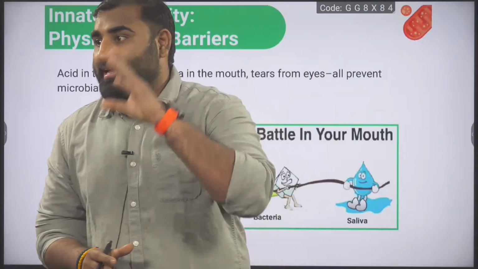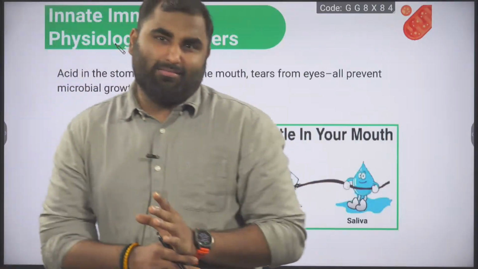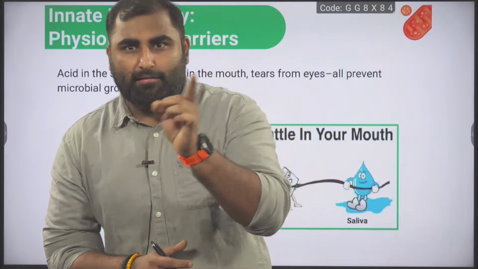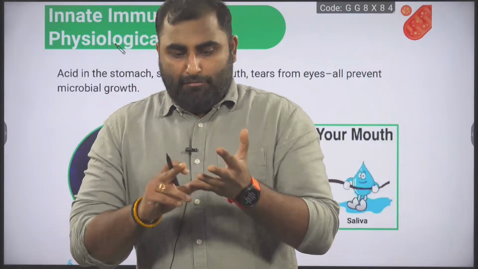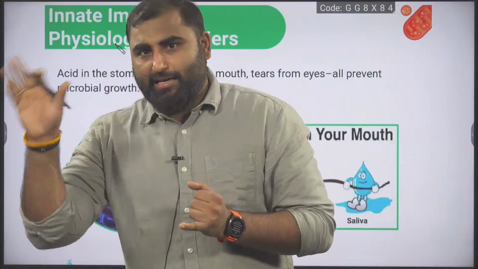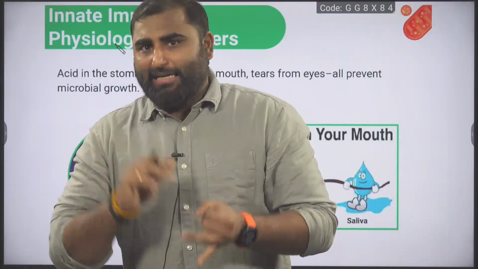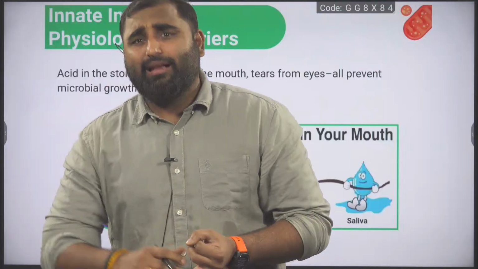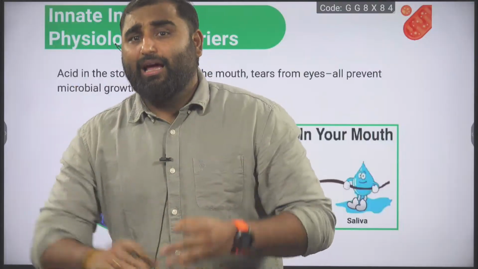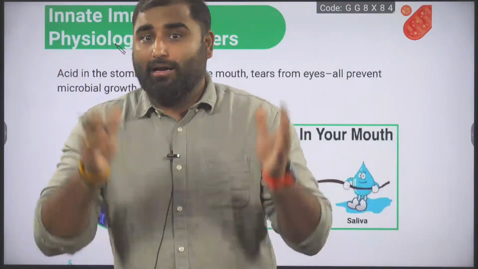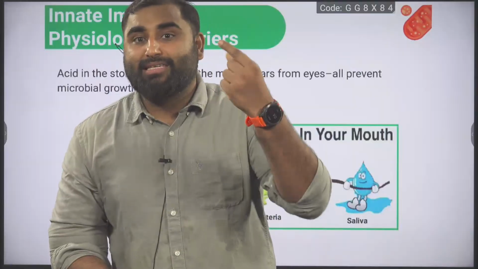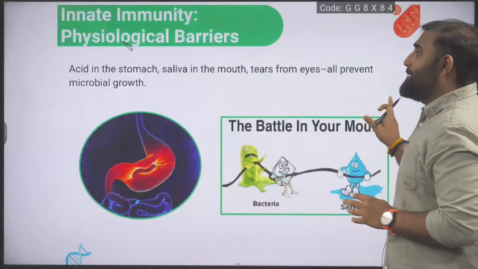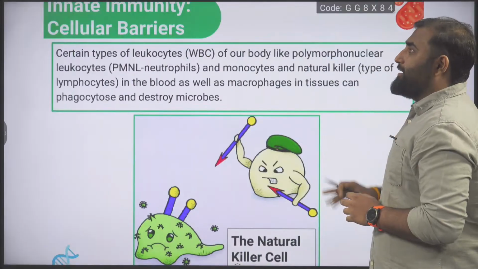Now we will go to the next barrier, the cellular barrier. If the foreign body enters the blood, then what? First, you try to prevent the entry with skin and mucous membrane. If it enters the body, in the mouth saliva will take care, in the eyes tears will take care, in the stomach HCl will take care. Even if they enter the blood, now we will have the cellular barrier.